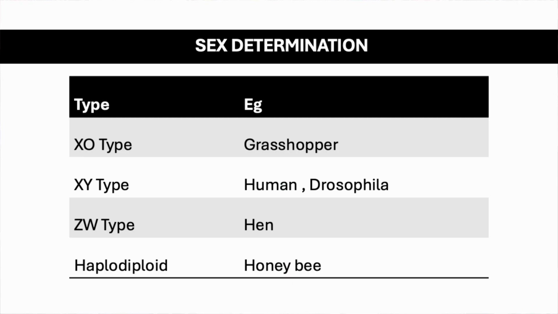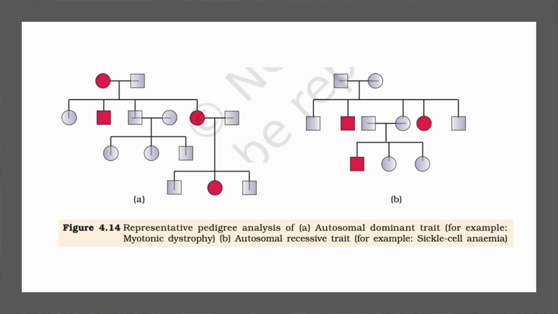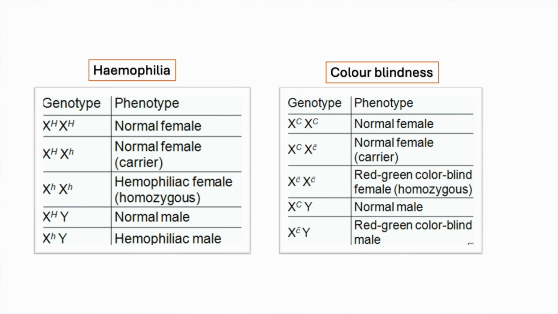The next topic under this chapter is sex determination, where we learn XO type, XY type, ZW type, and haplodiploid sex determination. Under Mendelian disorders, we learn muscular dystrophy, which is an autosomal dominant condition. The pedigree of the condition is given in the textbook. Learn that. Under autosomal recessive conditions, we learn sickle cell anemia, thalassemia and its different types, and phenylketonuria. Under sex-linked recessive conditions, we learn hemophilia and color blindness. Learn the cause of all these conditions, then the symptoms of all these conditions and the inheritance pattern of these conditions.